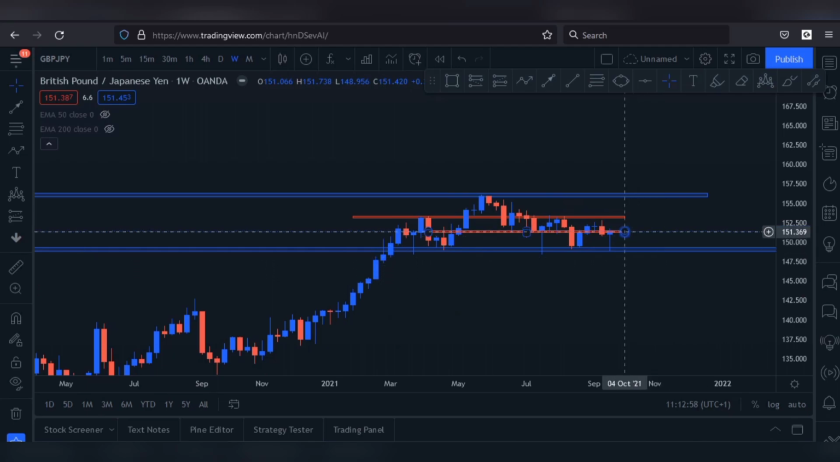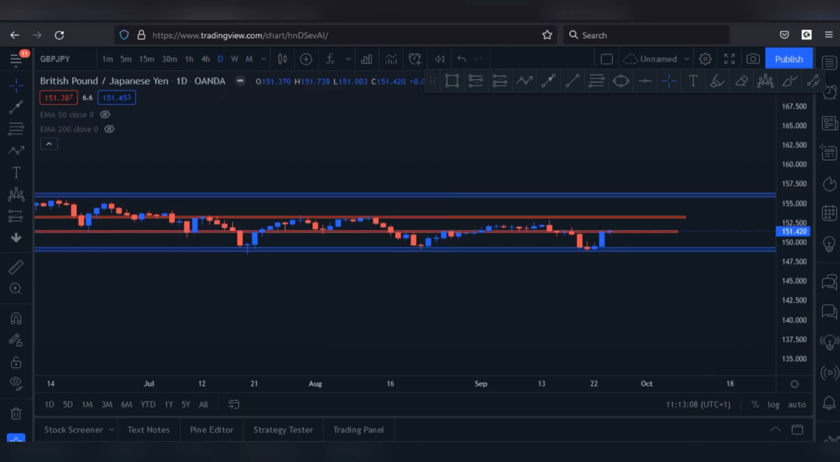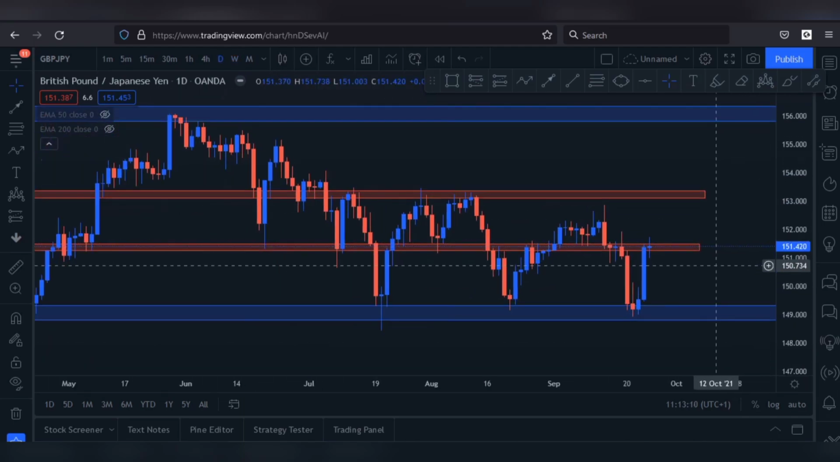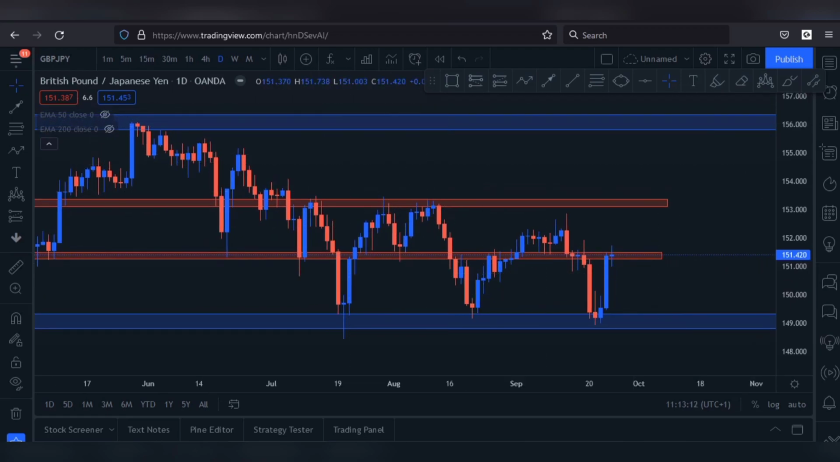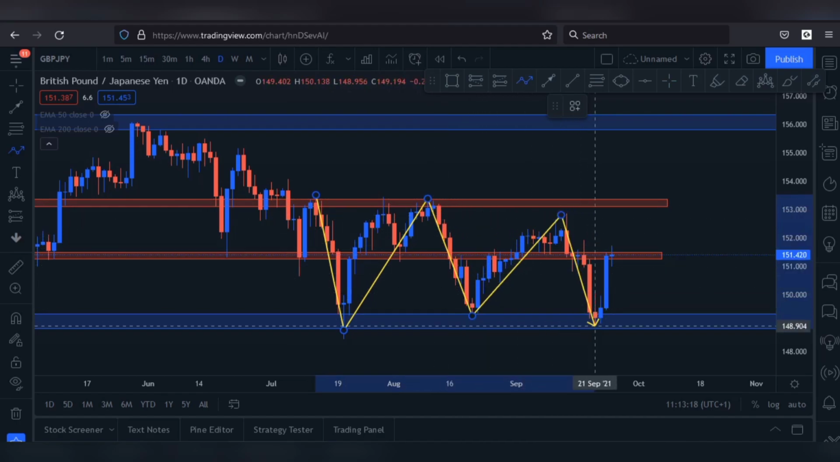So I'm still expecting an up move, maybe an up move only to this level here or all the way to this level, but there will definitely be an up move in GBP JPY this coming week. Right now, if we go to the daily time frame, we can see it clearly, the triple bottom that has formed. Okay, 1, 2, and 3.